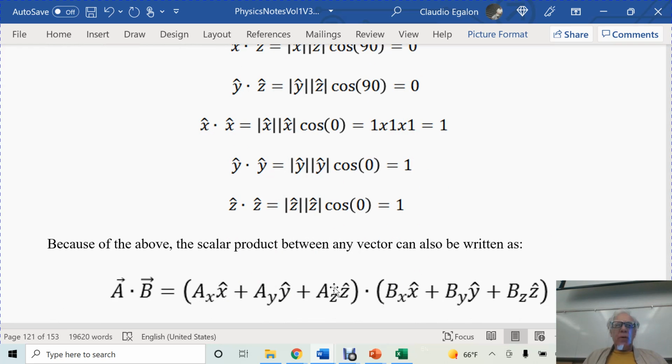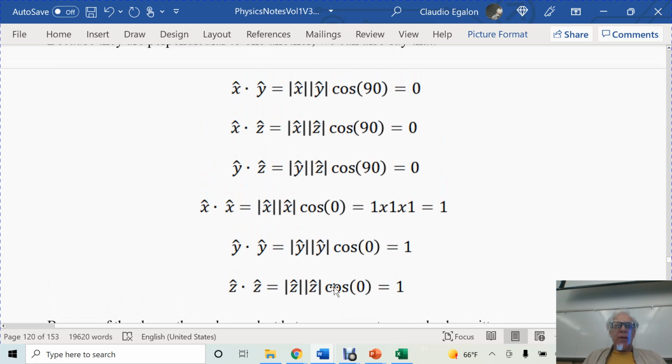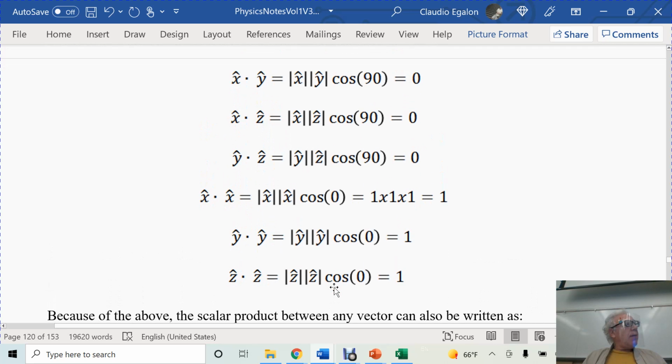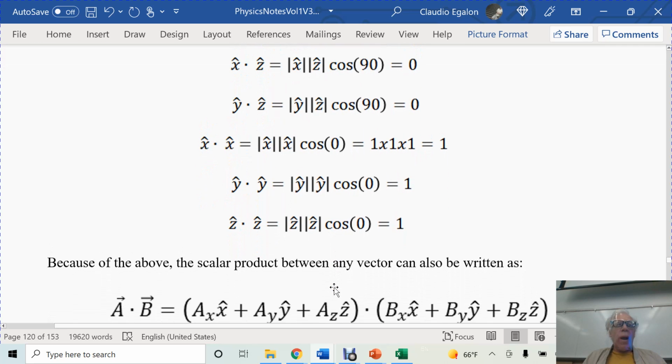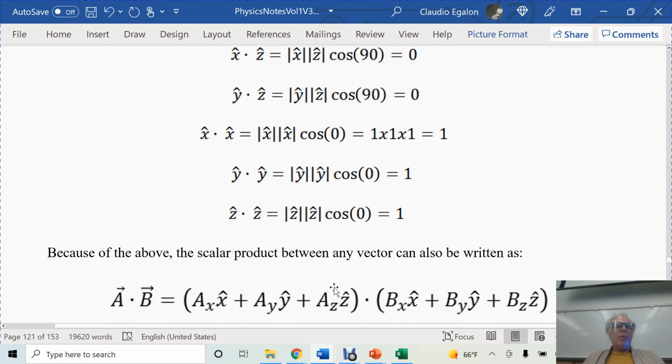Now, with all those consequences worked out, let's see in which other way we can write A dot B, okay?